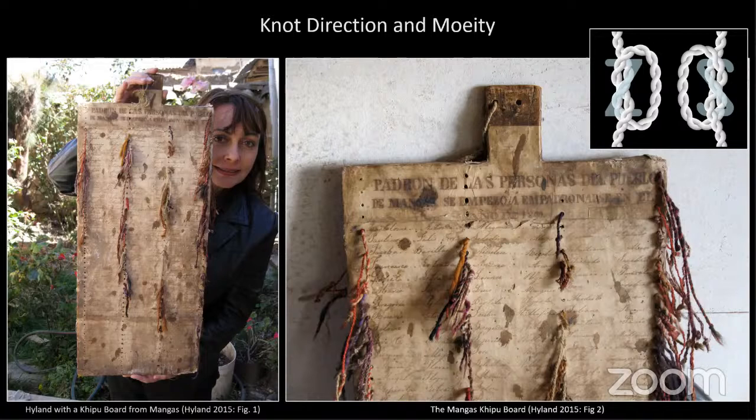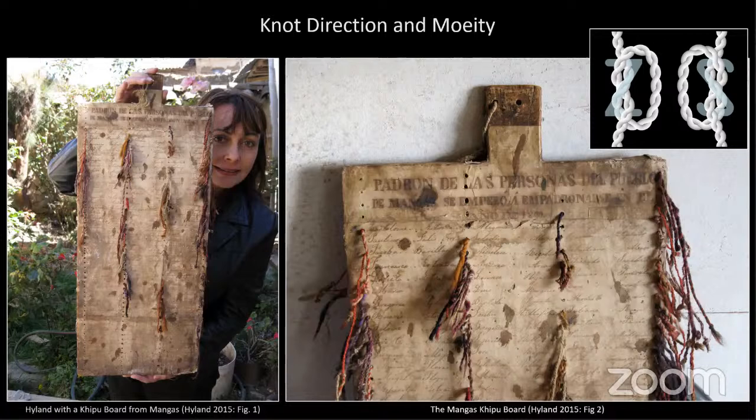In these, Hyland found a one-to-one correlation between S knots with the upper moiety and Z knots with the lower moiety. By the way, she's looking at the knots that are tied at the end of the Khipus that keep them from being pulled out of the Khipu board, but these knots also represented their moiety affiliation. In these two examples, the same referent, moiety, was indicated with two different signs or attributes, namely cord attachment in Santa Valley and cord twist in Mangas.